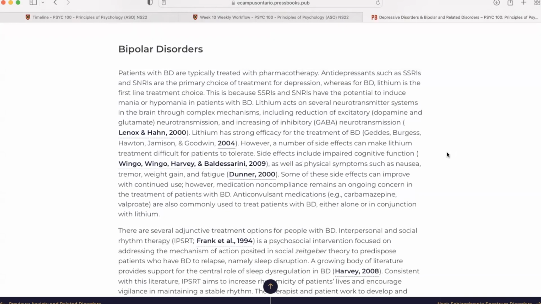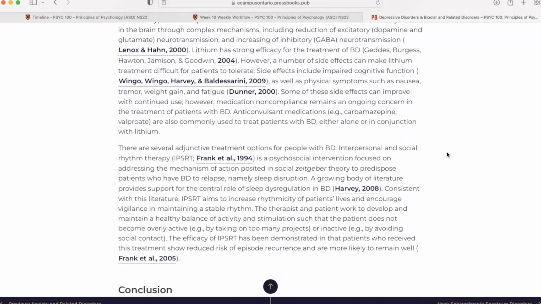Lithium has strong efficacy for the treatment of BD. However, a number of side effects can make lithium treatment difficult for patients to tolerate. Side effects include impaired cognitive function, as well as physical symptoms such as nausea, tremor, weight gain, and fatigue. Some of these side effects can improve with continued use. However, medication noncompliance remains an ongoing concern in the treatment of patients with BD. Anticonvulsant medications are also commonly used to treat patients with BD, either alone or in conjunction with lithium. There are several adjunct treatment options for people with BD.